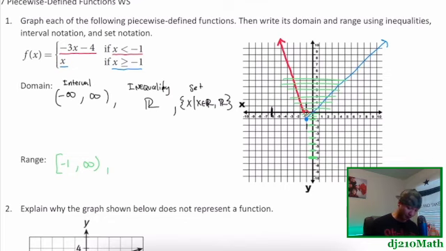For inequality, again, we're talking about y's, and it has to be greater than or equal to -1. For set notation, curly bracket, we're referring to the y's. We know that y is a real number, and y has to be greater than or equal to -1. Curly bracket. This is greater than or equal.